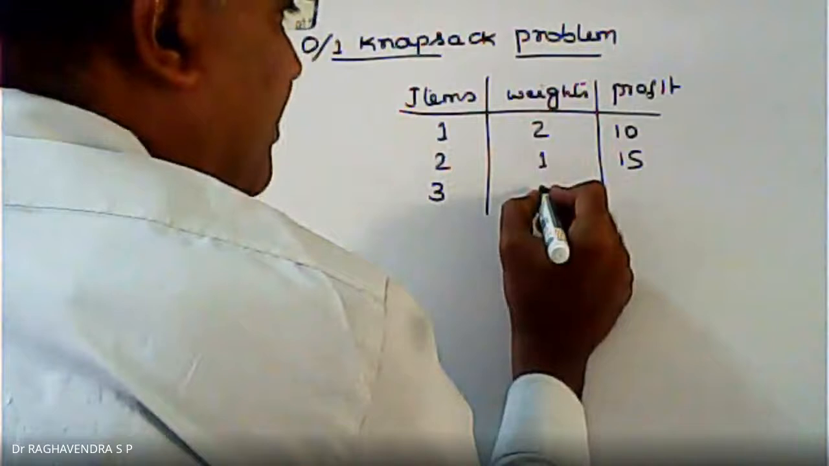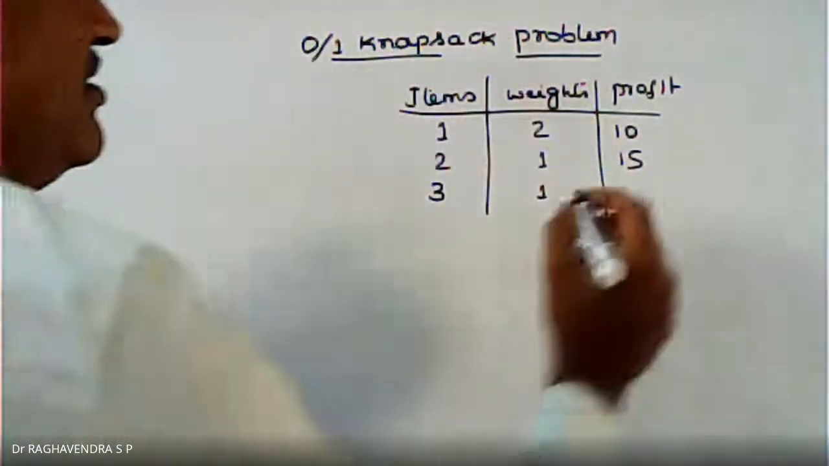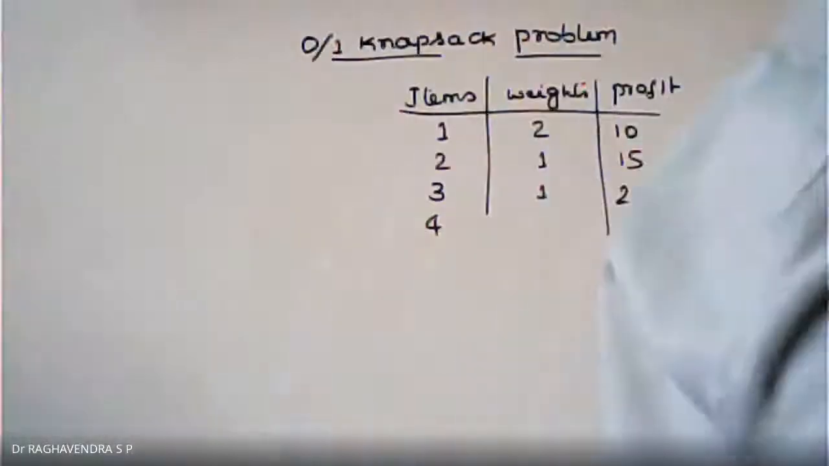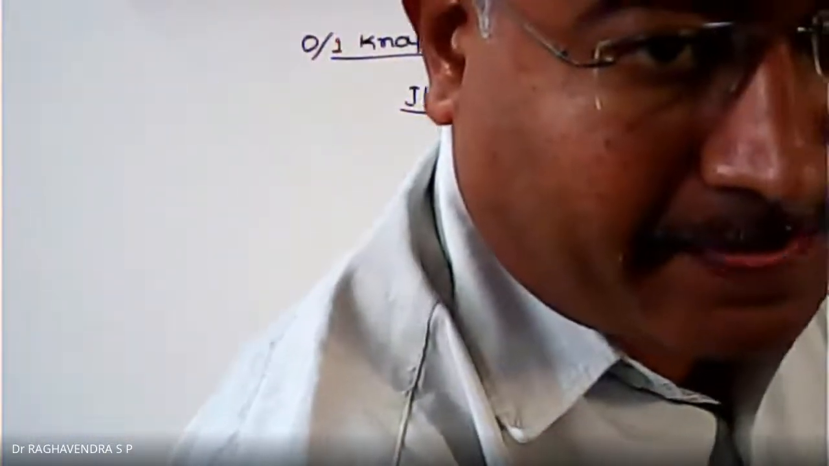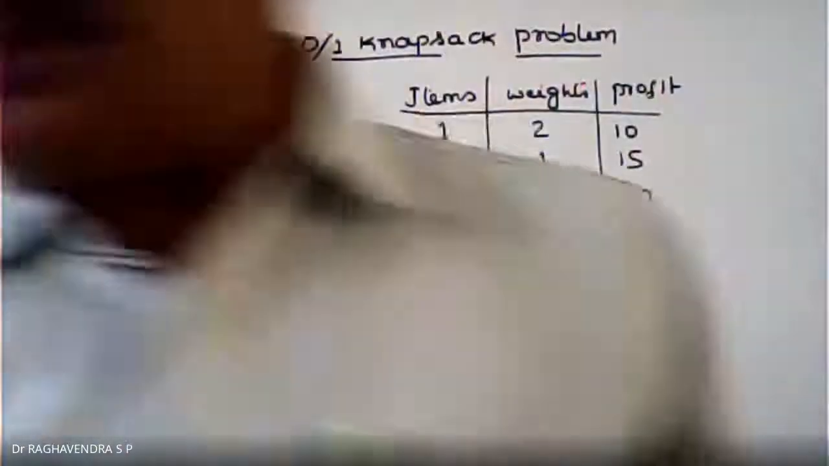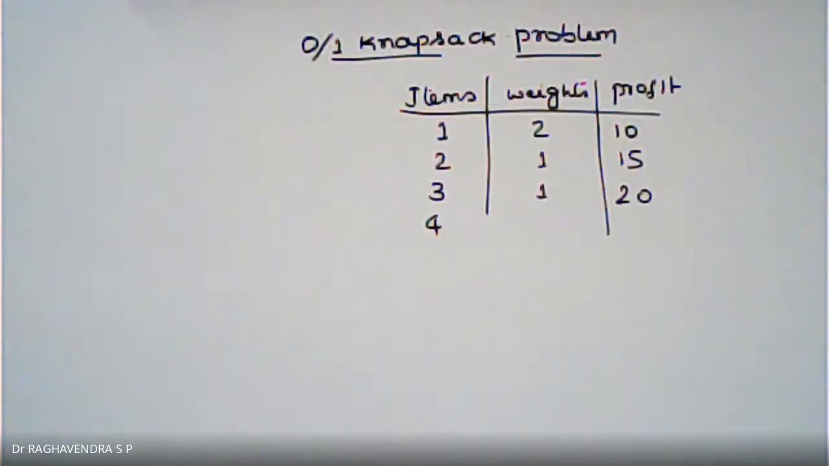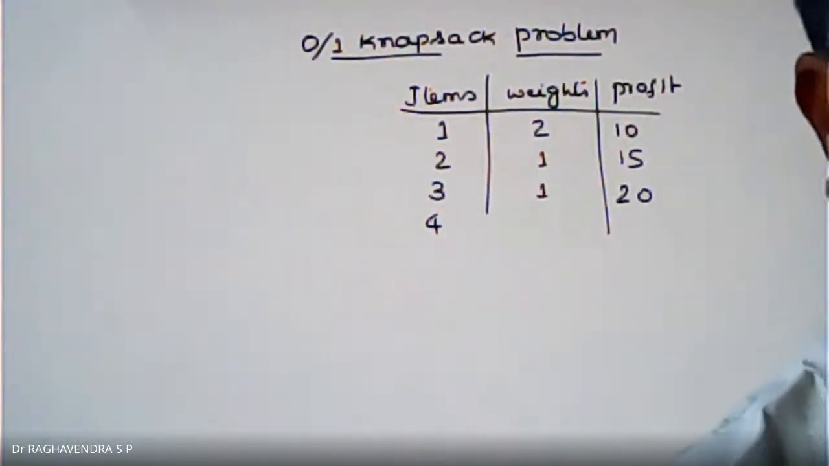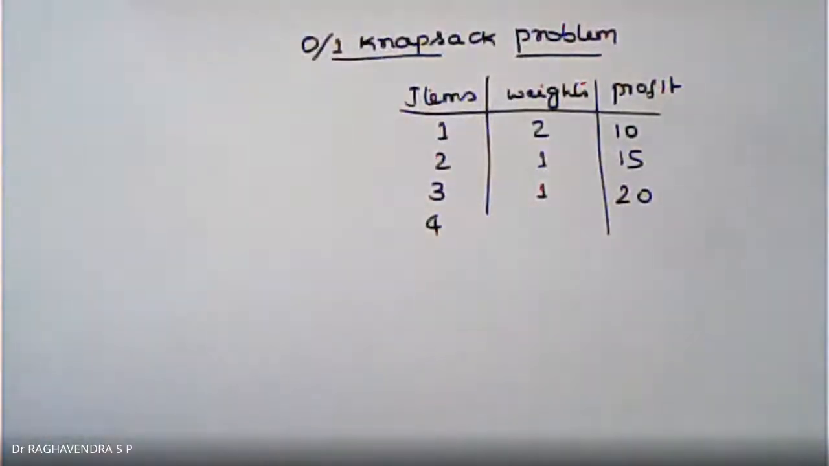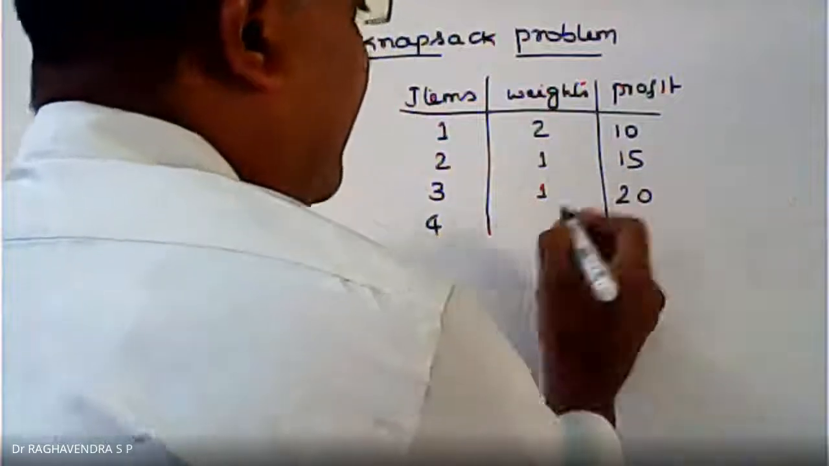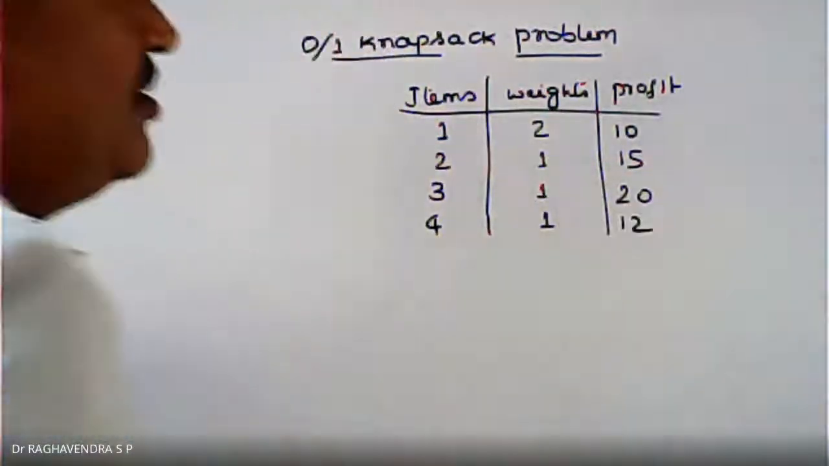Then there will be a third item. Once again the weight may be 1, with its own profit. Then there may be a fourth item, once again having weight 1, and maybe 12 as the profit. So like this, we have some items.